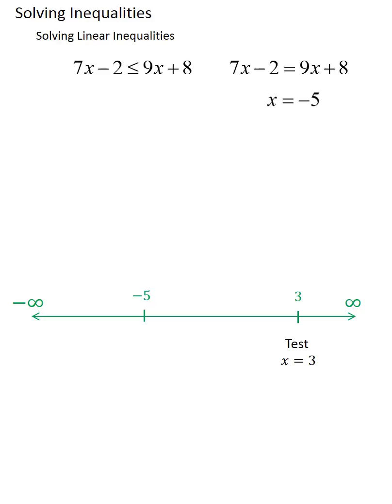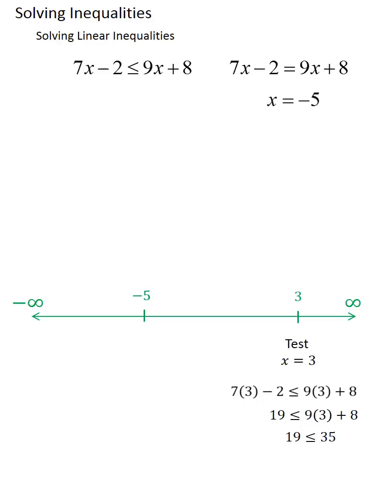I'll randomly pick 3, a number to the right of the equation solution. I'm going to plug 3 into my original inequality. Let's find out if this is true when x is 3. If you work out both sides of the inequality, you get a true statement: 19 is less than or equal to 35. That means this inequality is true when x is 3.